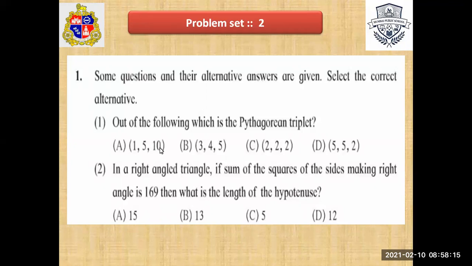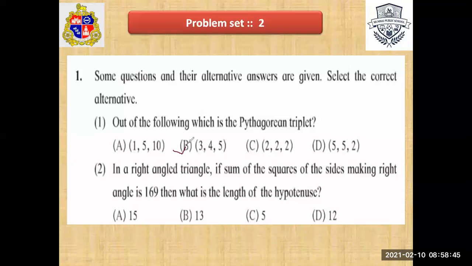The largest number is 10, the square of 10 is 100. And for these two numbers, square and add: 5 square is 25 and 1 square is 1. So 25 plus 1 is 26. We are not getting the number 100. Then the largest number is 5, the square of 5 is 25. Then add the squares of these 2 numbers, 3 square is 9, 4 square is 16. 16 plus 9 is 25. We get the correct answer. So our correct answer is B.